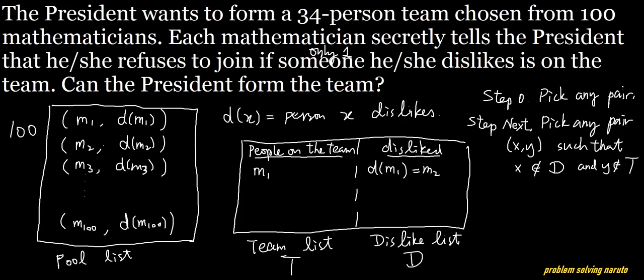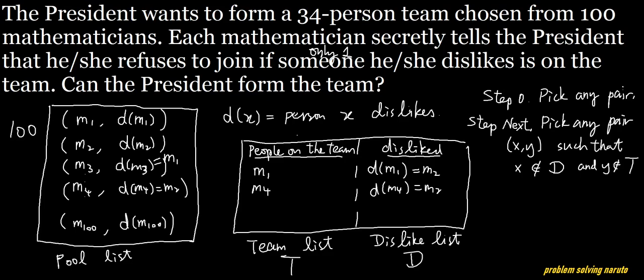In this case, of course, I cannot pick M2 because M2 appears here. Let's say M3 dislikes M1. Then I cannot pick M3 because he doesn't like M1. So let's say M4 dislikes M2. M2 is only on the dislike list, and that's okay, M2 is not on the team list. I can pick M4, and then I will write M2 here.